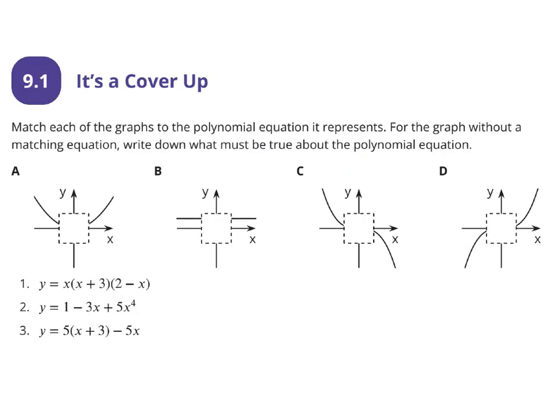Match each of the graphs to the polynomial it represents. So how do I know what I have here? If I distribute the x's, I get x times x, which is x squared. Then I distribute the x to the negative x. That makes negative x cubed. And negative x cubed goes with c. Number 2 is x even. It's positive x even. Positive x even goes with a.